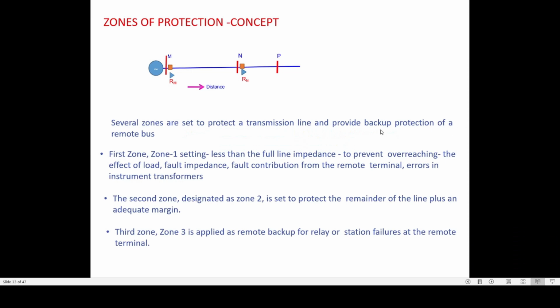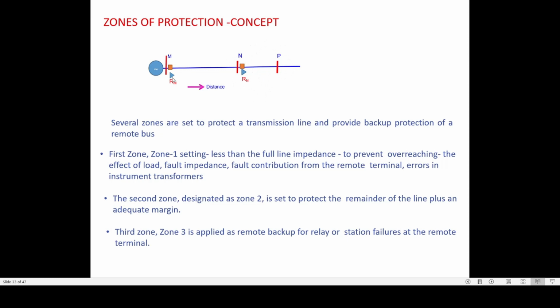Basically, if you see this diagram, there are two transmission lines. One is MN and other is NP, and a relay at RM and RN is used for the protection of the transmission lines. RM relay is used for the primary protection of transmission line MN, and similarly the relay at N, that is the relay RN, is used for the primary protection of transmission line NP.